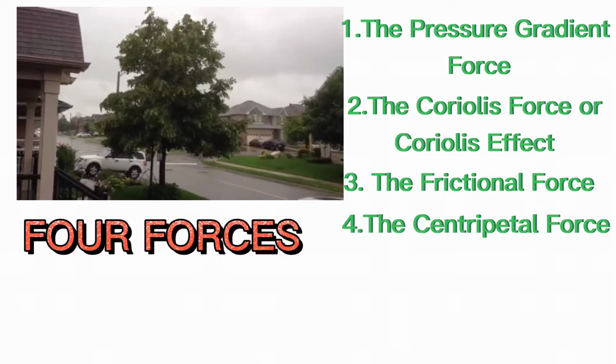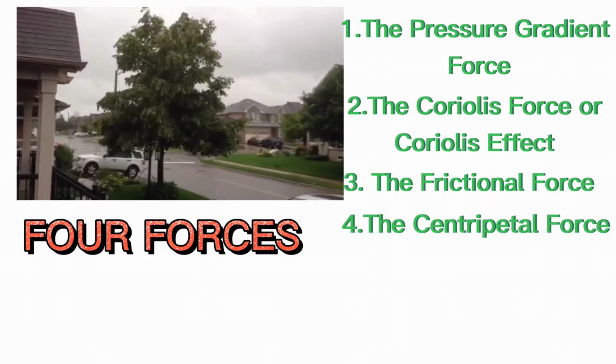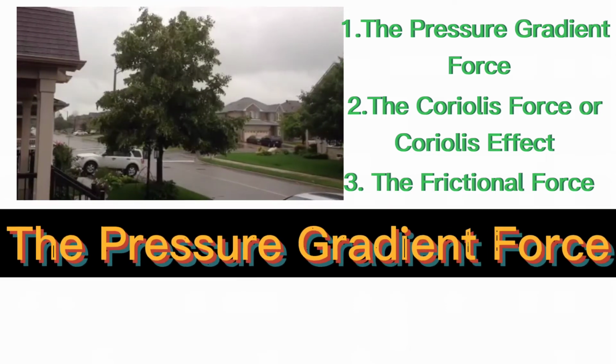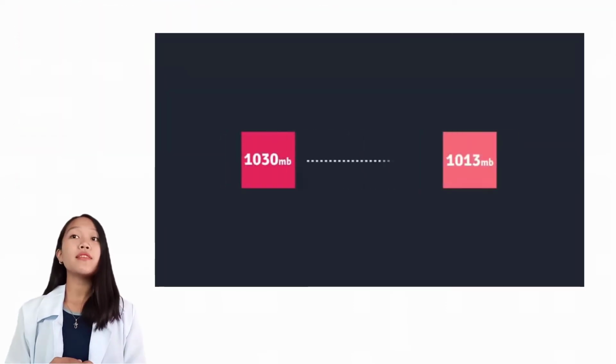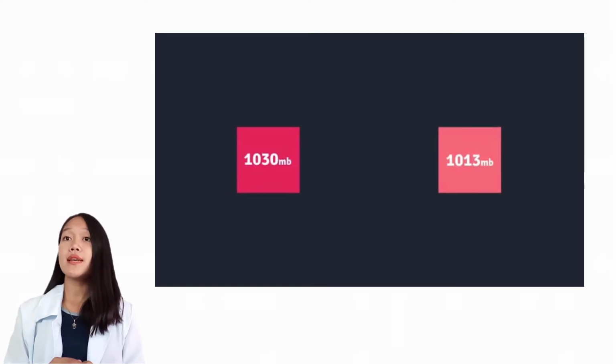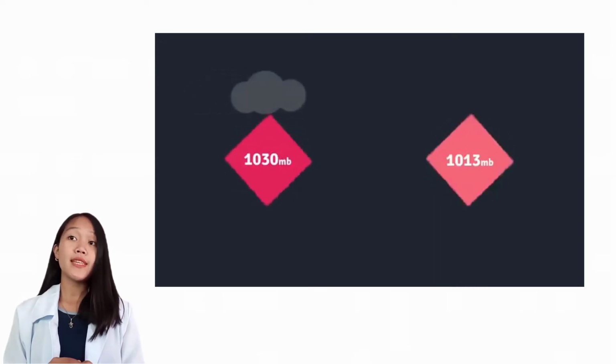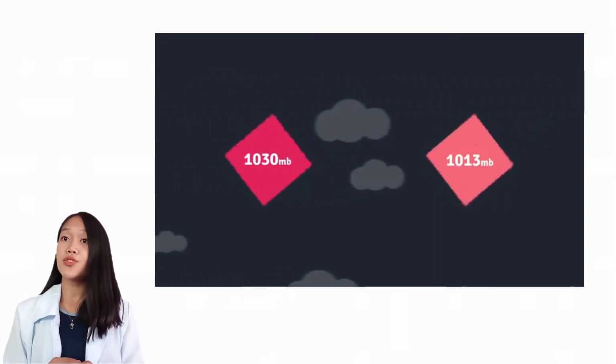Now let's further discuss each one of them, and let's begin with the pressure gradient force. A pressure gradient is simply differences in pressure over distance, and it is differences in pressure that leads to the pressure gradient force, which has now become one of the fundamental driving forces of the regional wind pattern.